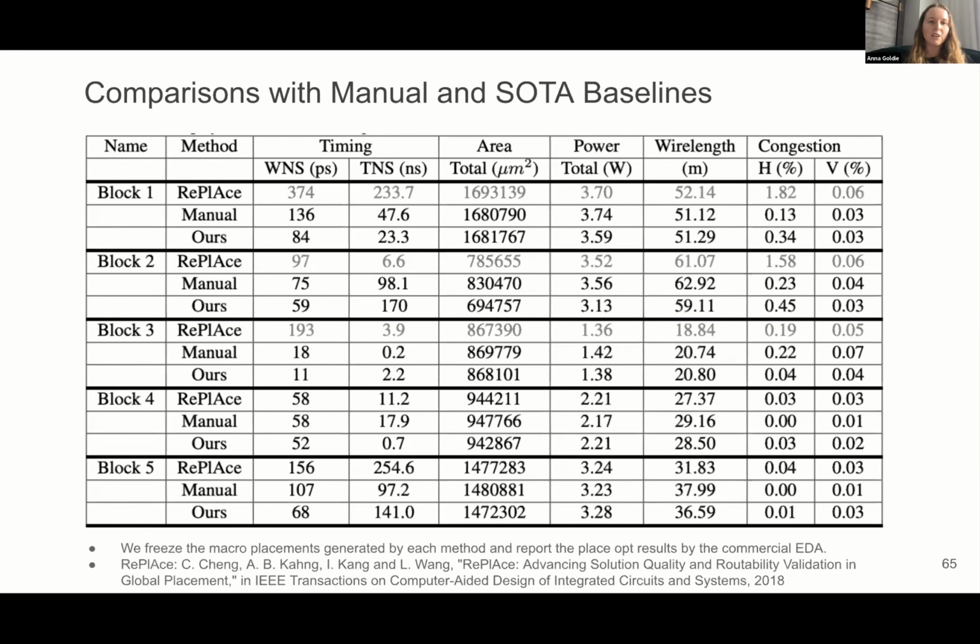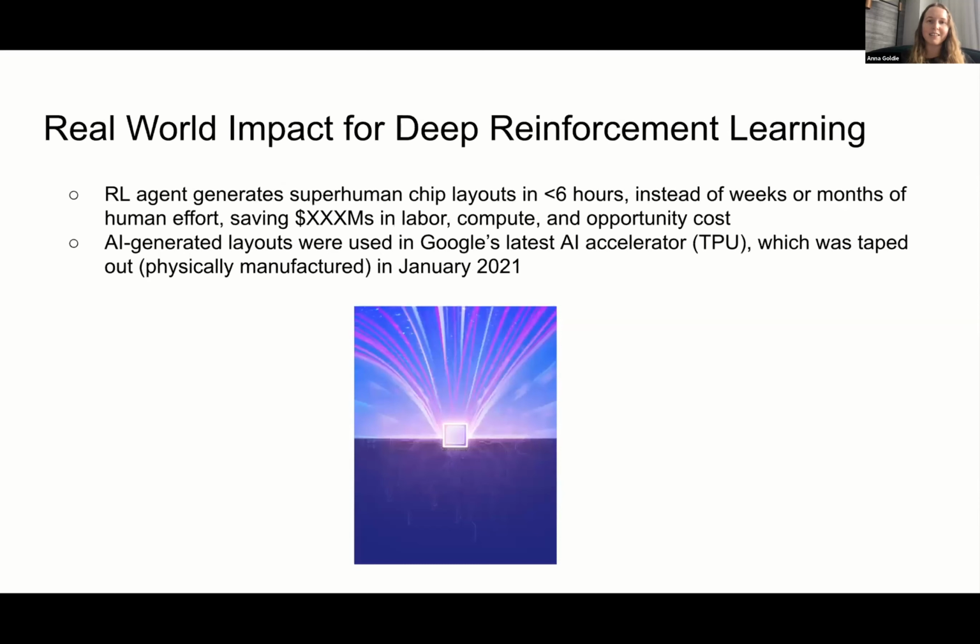And actually, we were used in the latest TPU. In January, Google taped out the TPU v5 inference version using placements generated by our method, which is really exciting for us. And we're excited to see deep reinforcement learning have more and more real world impact.